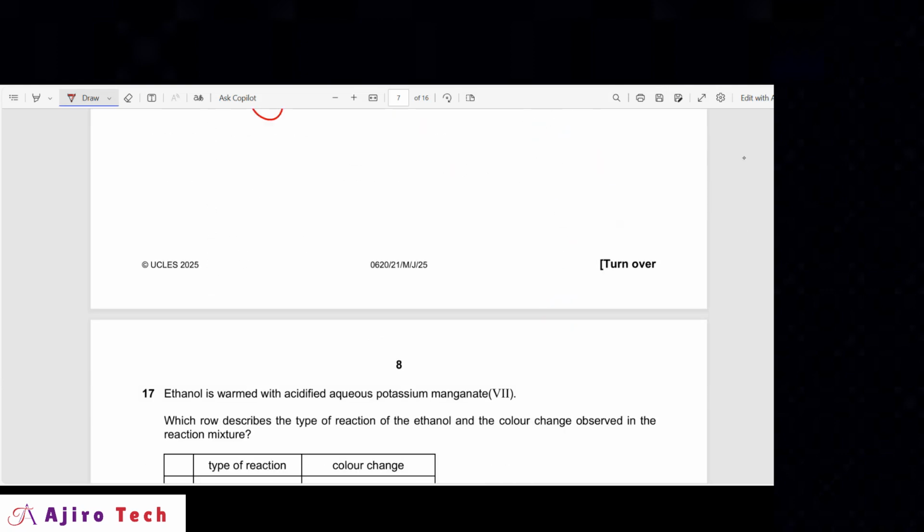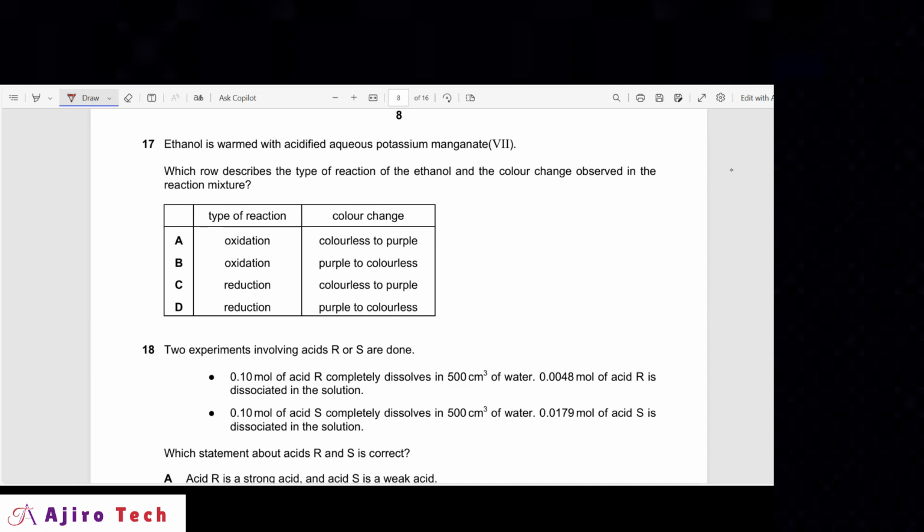Okay, go to question 17. Ethanol is warmed with acidified aqueous potassium manganate(VII). Which row shows the type of reaction of the ethanol and the color change observed in the reaction mixture? Of course, you know that this is an oxidation reaction, one of the reactions of ethanol under organic chemistry. So it's oxidation. And then you know your aqueous potassium manganate(VII) is purple in color. So it is reduced in this case. So it's going to be purple to colorless. So 17 is B.